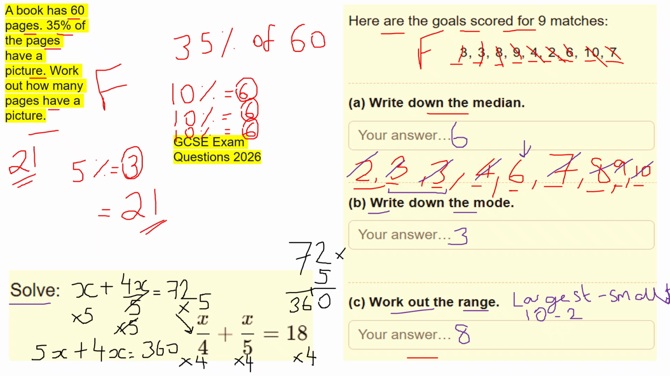So there we go. I'm now going to collect my like terms here on the left hand side. 5x plus 4x makes 9x, so 9 lots of x is equal to 360. I'm then going to divide both sides of my equation by 9, because that's the opposite to multiplying it by 9. So to unravel that, to untangle it, I'm going to divide through by 9.